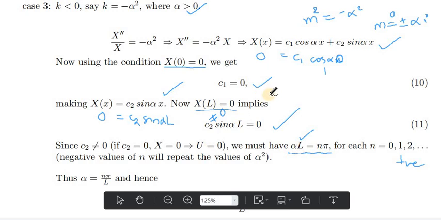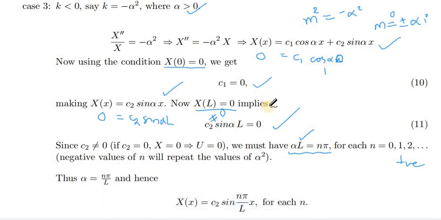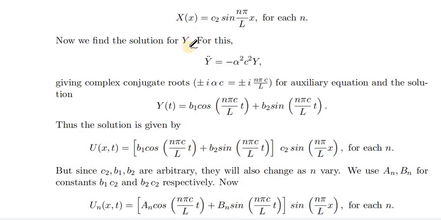Alpha is equal to n pi by L, and therefore your X of x is now c2 into sin alpha x with alpha equal to n pi by L. So X of x is equal to c2 sin n pi by L x for each n. Now we find the solution for Y. So X of x is a non-zero function now.